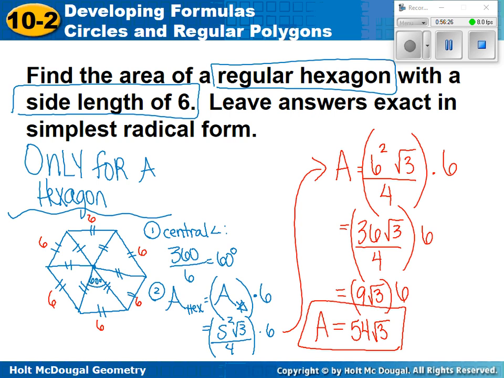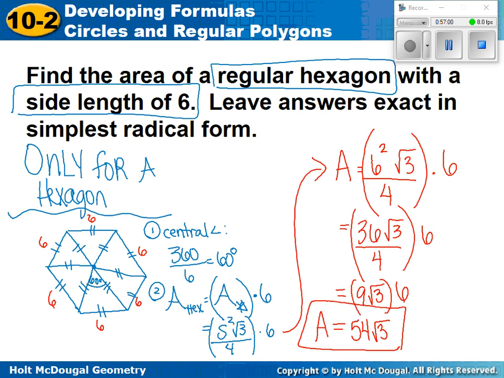Okay, so what's half of 3? 1.5. What's 1.5 times 36? 54. So we have 54, and what's going to go at the end of 54? Square root of 3, because we're not plugging that in on our calculator since it said simplest radical form. So 54 square roots of 3. If we had units, we would put units squared. We don't, so this is our answer.